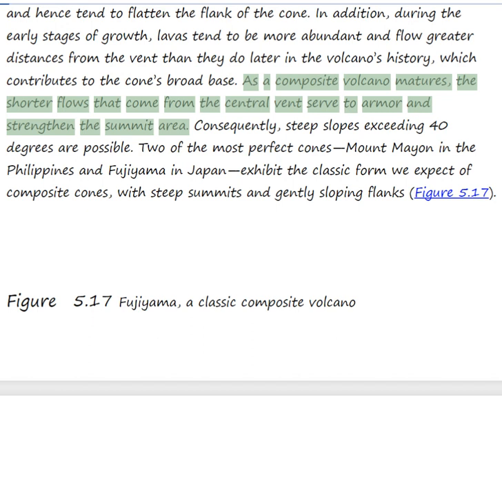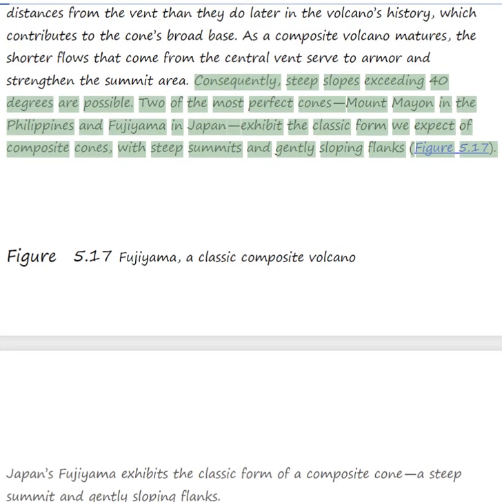As a composite volcano matures, the shorter flows that come from the central vent serve to armor and strengthen the summit area. Consequently, steep slopes exceeding 40 degrees are possible. Two of the most perfect cones, Mount Mayon in the Philippines and Fujiyama in Japan, exhibit the classic form we expect of composite cones, with steep summits and gently sloping flanks.